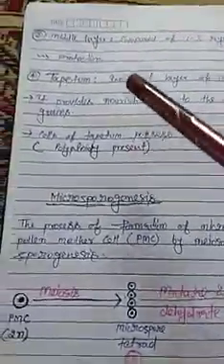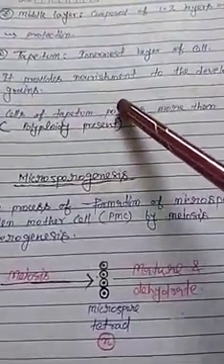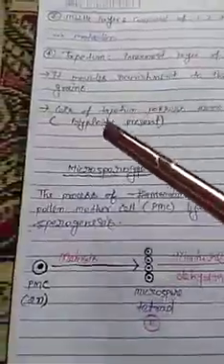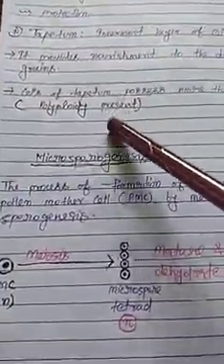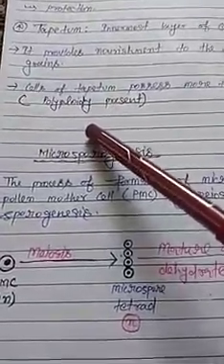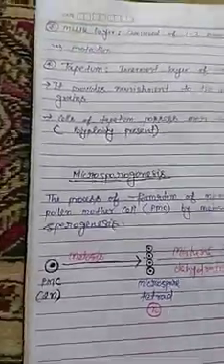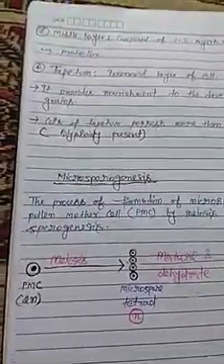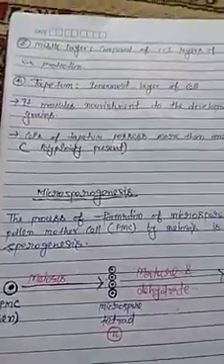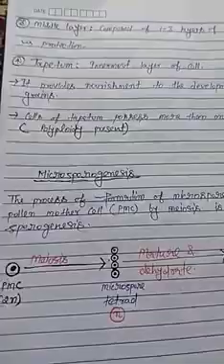Innermost layer is tapetum. The function: it provides nourishment to the developing pollen grain. The cells of tapetum possess more than one nucleus, and this condition is called polyploidy. So polyploidy is present in the tapetum. If any cell contains more than one nucleus, then this condition is called polyploid.